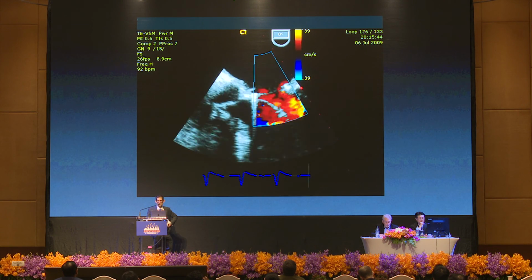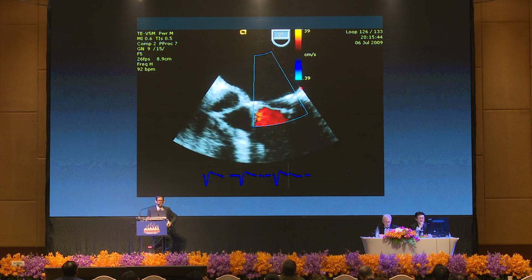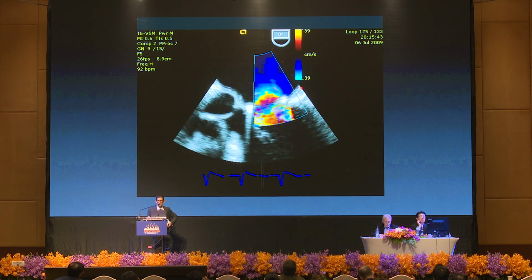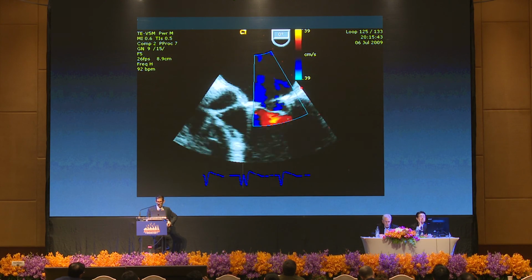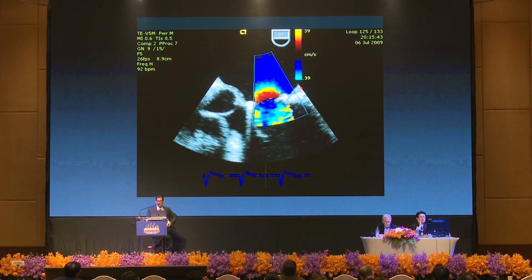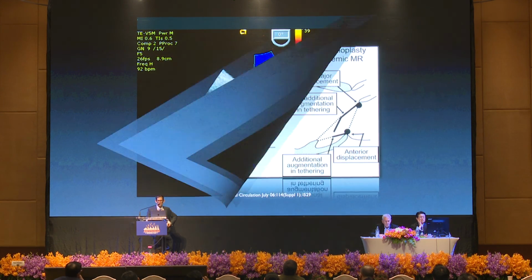You can also see that there's no MR, but we've also given the patient a degree of mitral stenosis. You can see that pressure half-time. So, you know, you're sometimes trading one pathology for another perhaps.